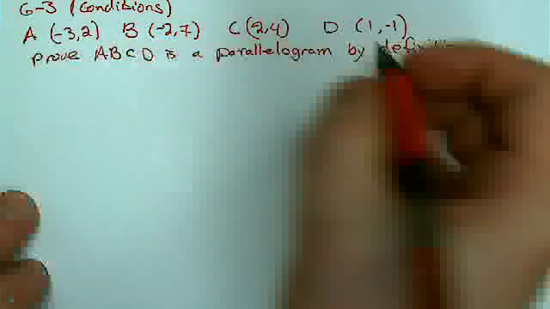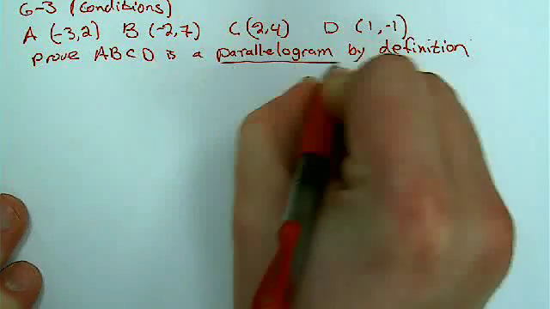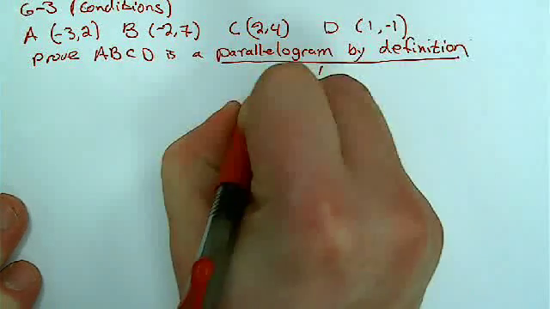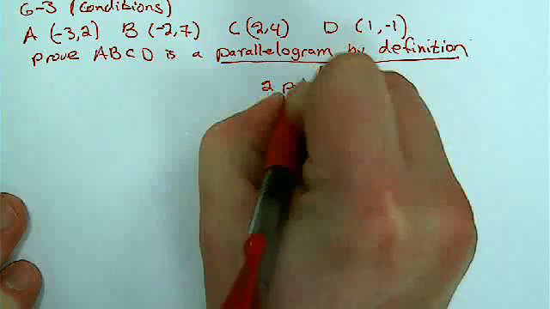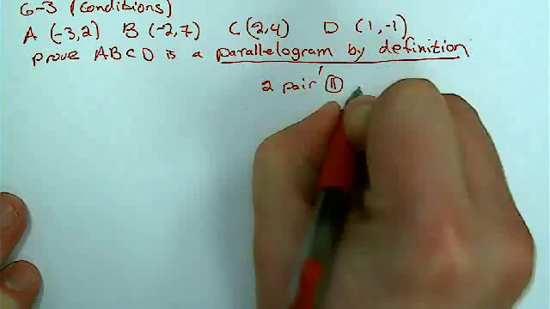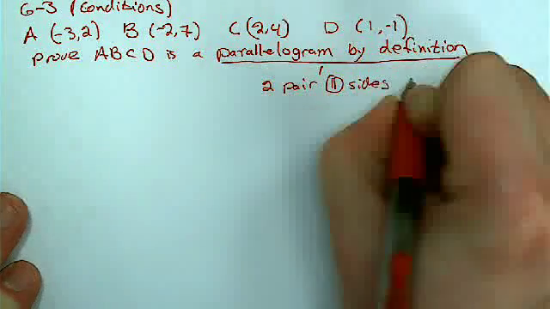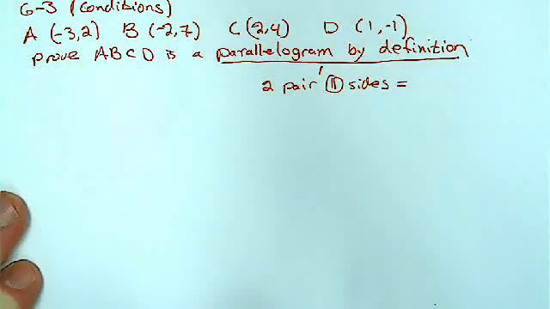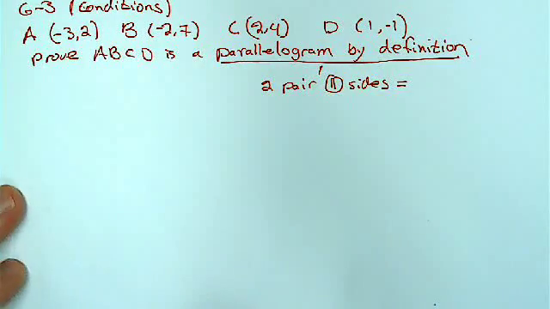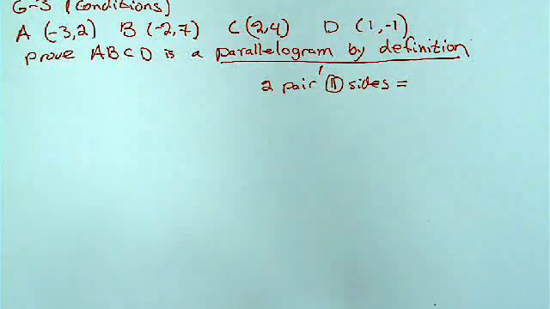So that means that if I'm looking for a parallelogram by definition, I want to have two pair of parallel sides, which means what am I computing? What do I have to calculate to prove two things are parallel? Slopes.